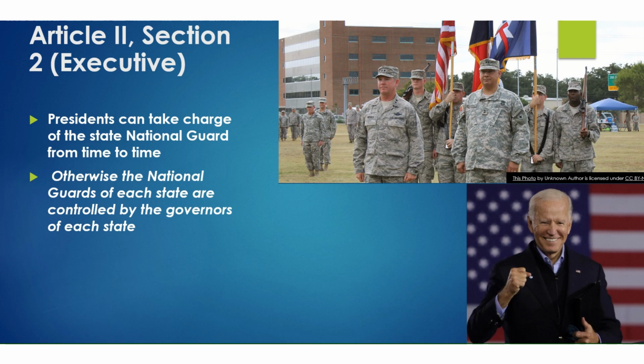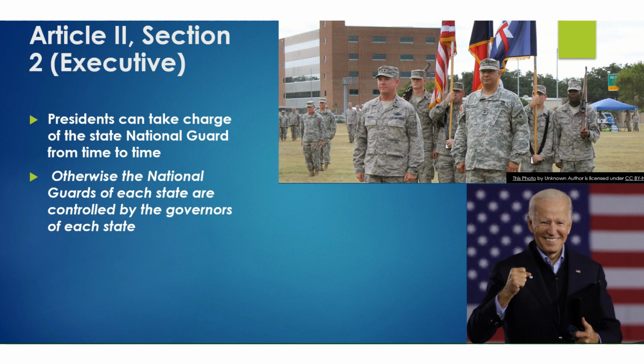If the president has not taken charge of a state's National Guard, understand that it's the state's governor who is. If you think about Texas, Governor Abbott actually is the commander-in-chief of each one of those guards, the Texas Air National Guard and the Texas Army National Guard. Governor Abbott is the chief executive over that, the commander-in-chief, unless the president takes that authority away temporarily in order to use that National Guard for national purposes.